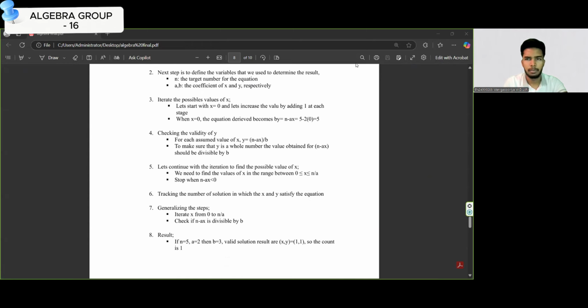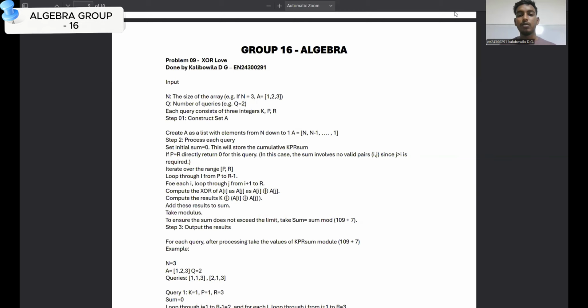Thank you. Hello everyone, let's solve the XOR problem. You have to understand the input. The problem starts with 2 inputs, n and q. For example, if n is equal to 3, we create an array A counting down from n to 1. For each query, you will also receive 3 ingredients, K, P, and R, breaking down the queries.